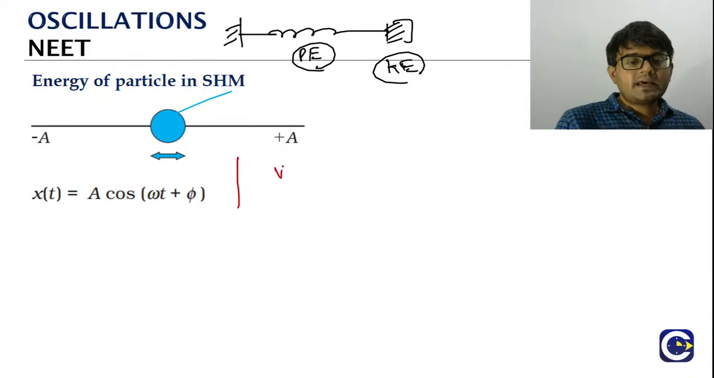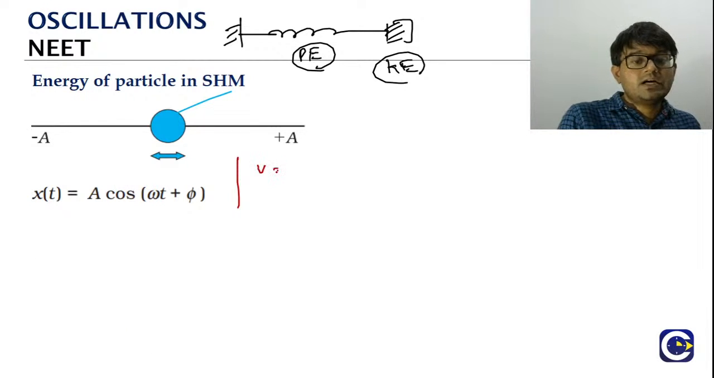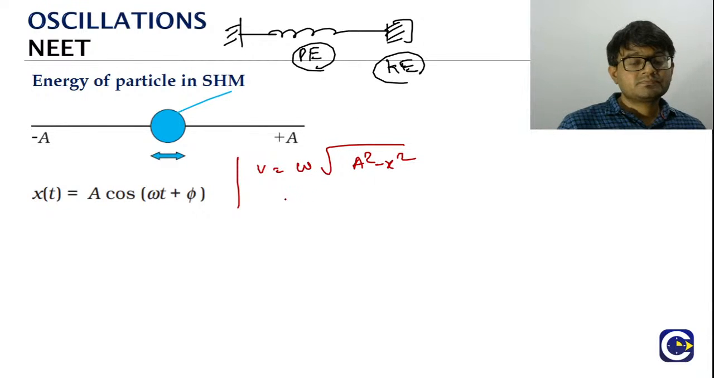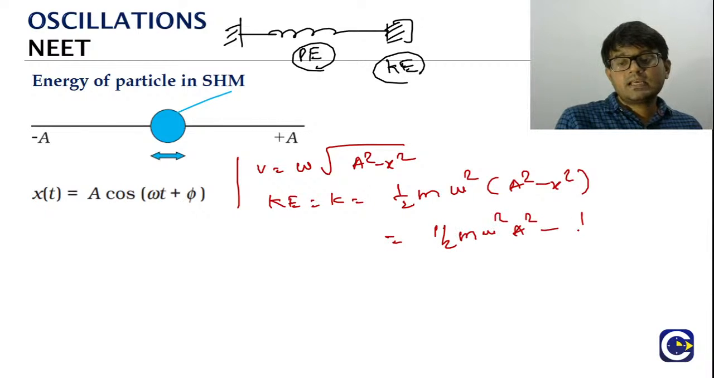Look here, we have an expression for velocity. A omega is the maximum value of the velocity. What is the general velocity with respect to the position of the particle? It will be omega into root of a square minus x square. Now the kinetic energy we can put as K, which is half m v square, which is half m omega square into a square minus x square. That is half m omega square a square minus half m omega square x square. This is the kinetic energy.